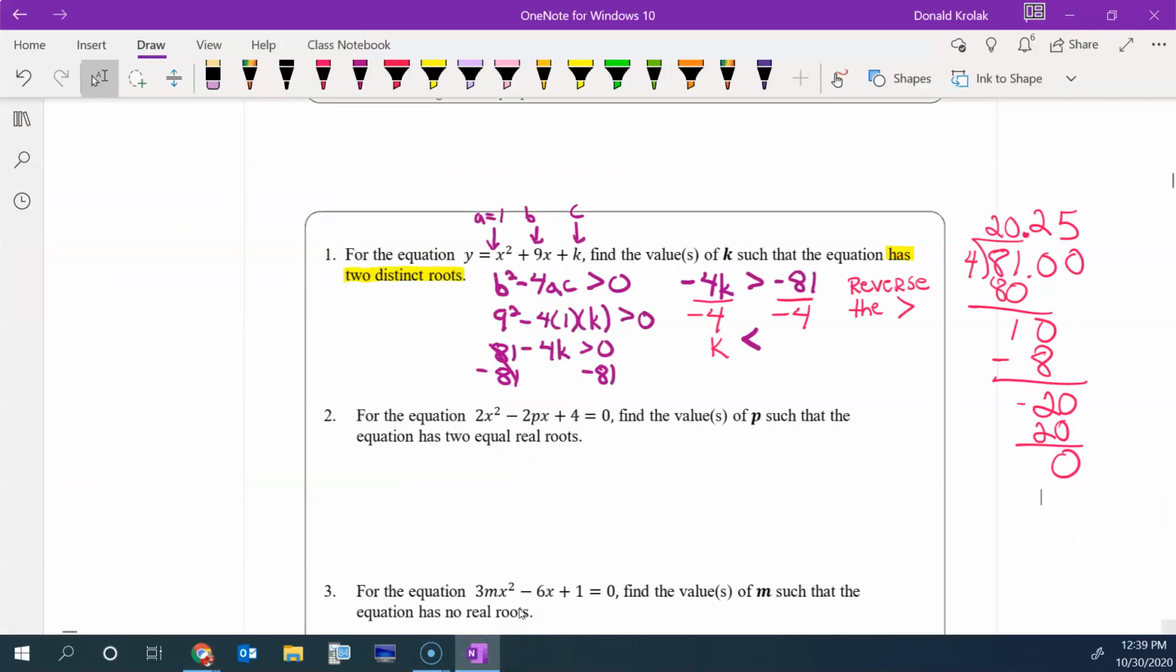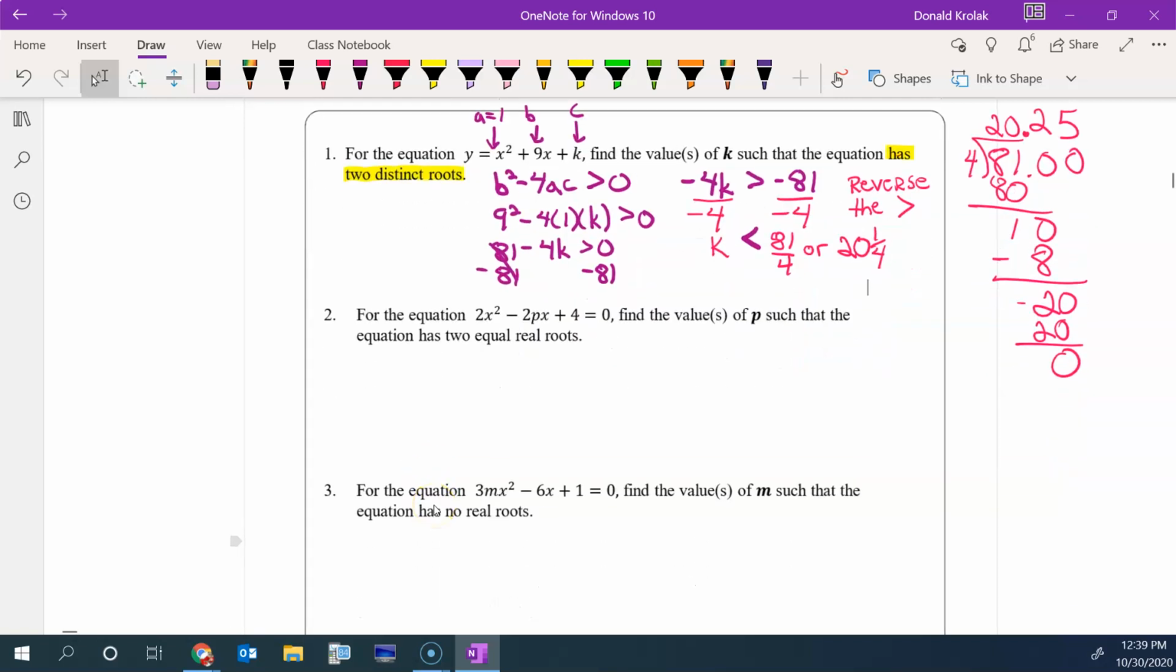All right, so k would be less than 81/4, and you typically just leave it as that. If you can reduce it, you reduce it. You usually don't write it as a mixed number when it's just a generic problem. If it was a real life problem, you would. Okay, so each one of these examples is just a different variable and a different type of discriminant.